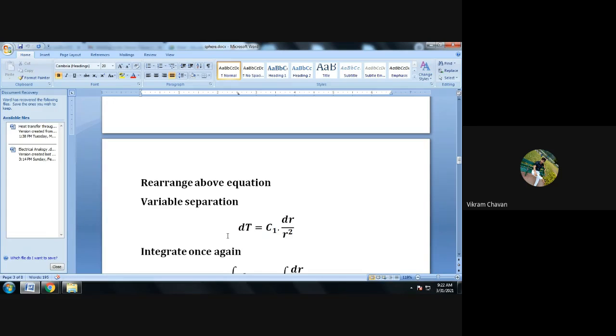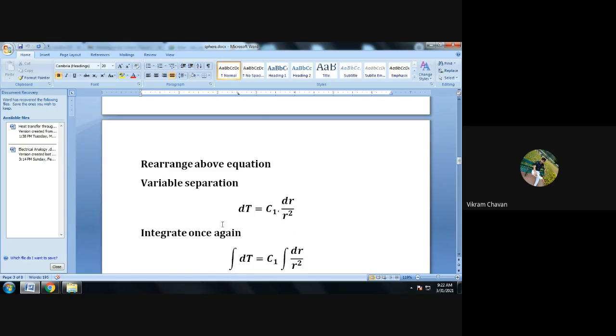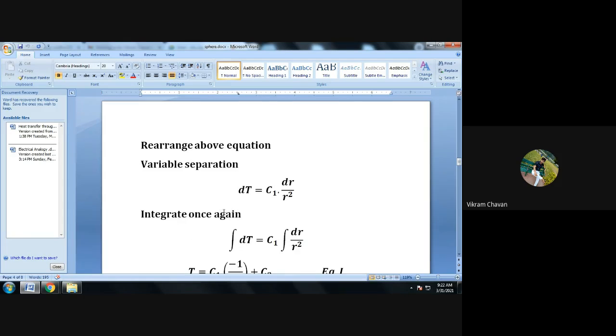Now further, once again we have to integrate. To remove the differential term, we have to integrate once again. Now integration of dt is equal to c1 times integration of dr divided by r square. We have taken the c1 out of the integration because c1 is a constant, so we can't integrate this particular c1. For that reason we have taken it out of the integration.